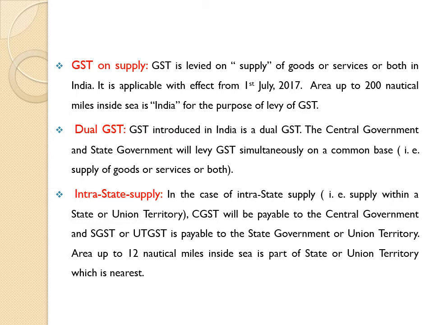Area up to 200 nautical miles inside the sea is India for the purpose of levy of GST. Here supply means supply of goods and services. GST came into force from 1st July 2017. The area of this GST is 200 nautical miles inside the sea.